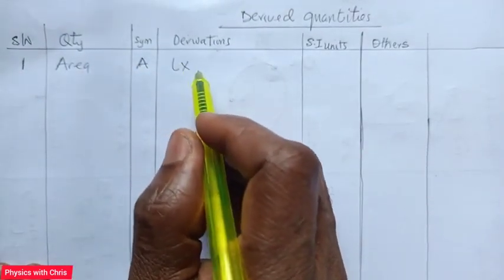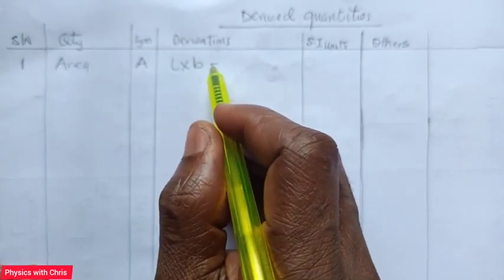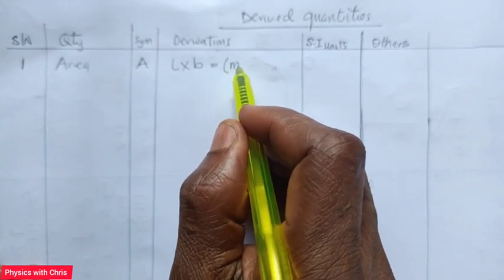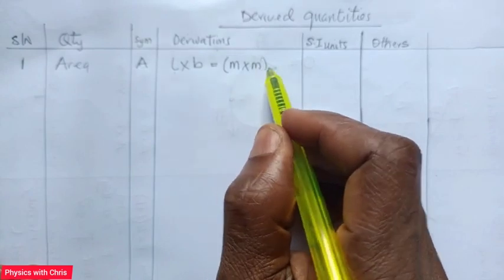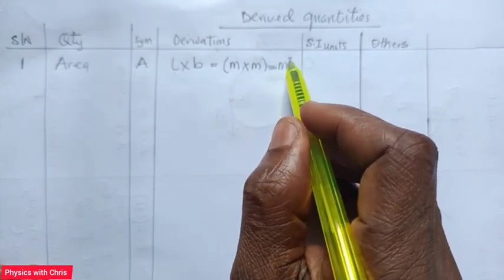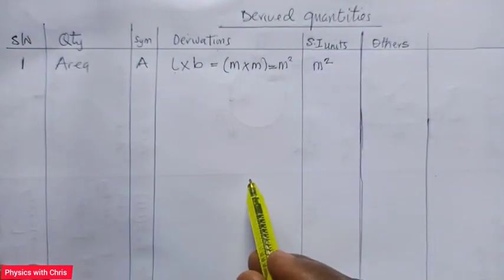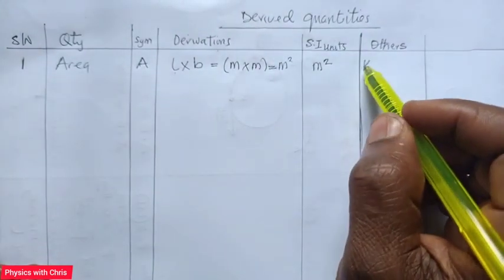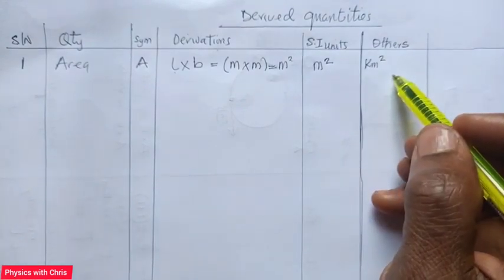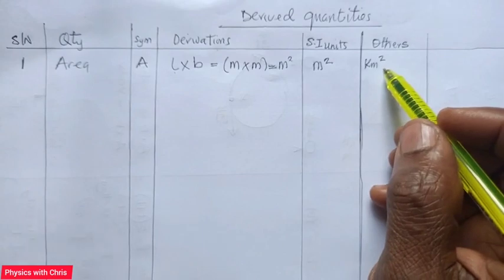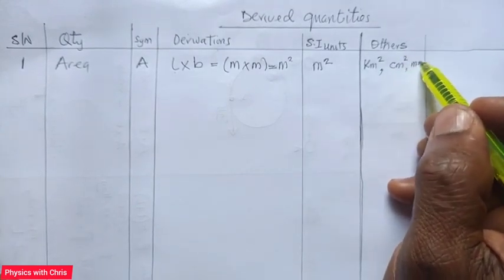Area: the unit is derived from multiplying the length and the width or the breadth. It's like multiplying the units. The unit of length is a meter, the unit of breadth is a meter. So meter times meter gives you meter squared. That gives us the SI unit of area, meter squared. You can use other units like kilometer squared, if the length and the breadth or width were expressed in kilometers. We can also express area in centimeter squared and in millimeter squared.